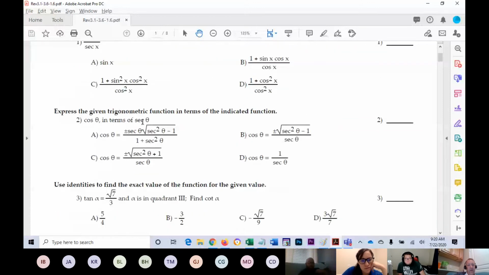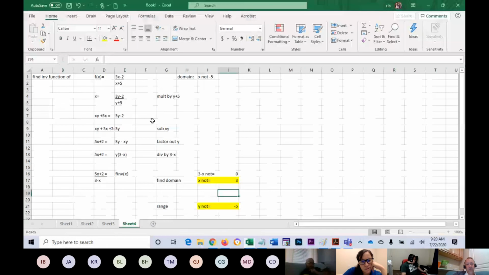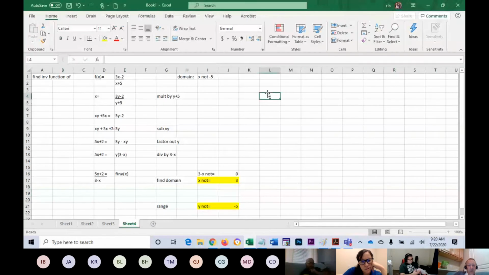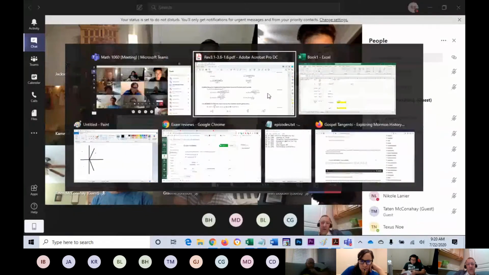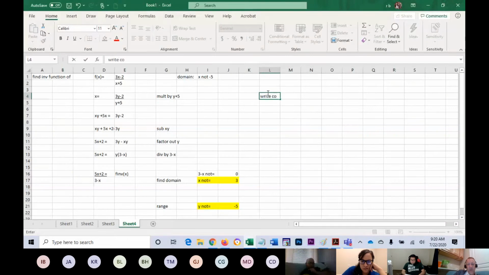Express the given trigonometric function in terms of the indicated function. So the cosine of theta in terms of the secant of theta. Let me read that again. The cosine, I'm going to put x because it's easier, in terms of the secant.